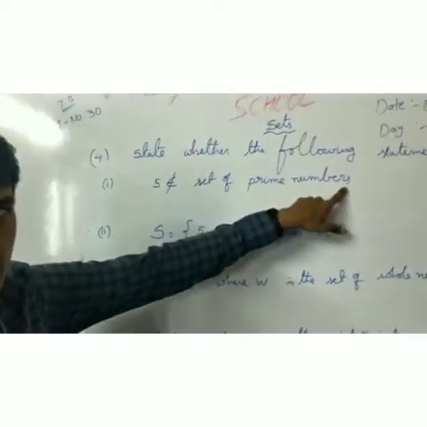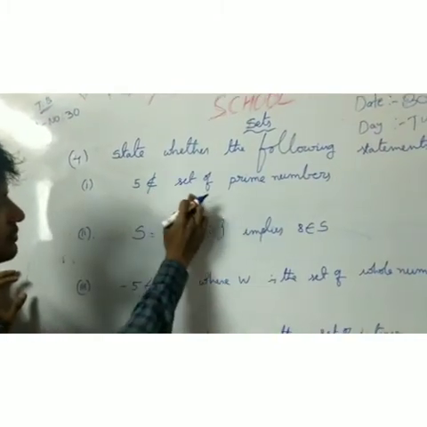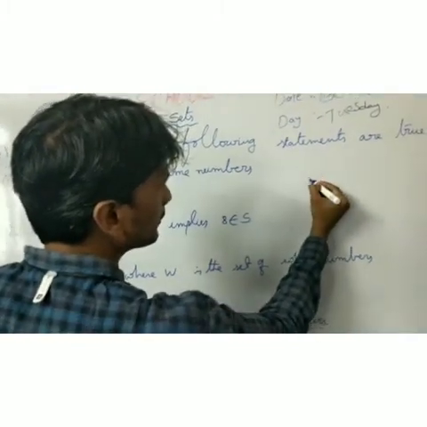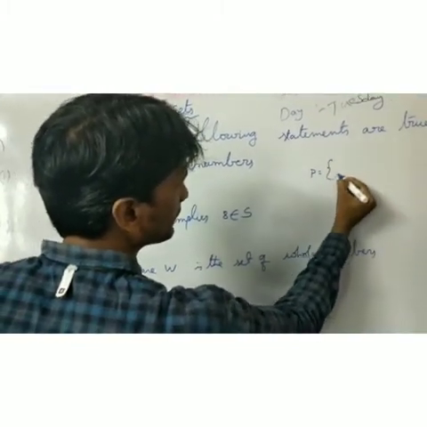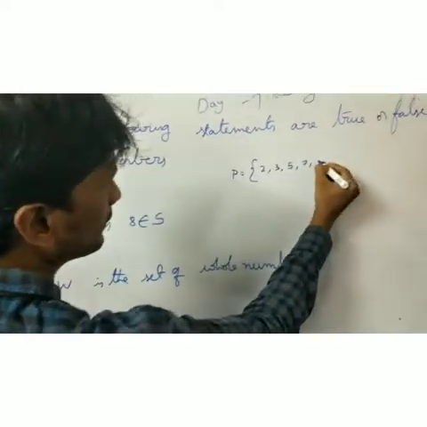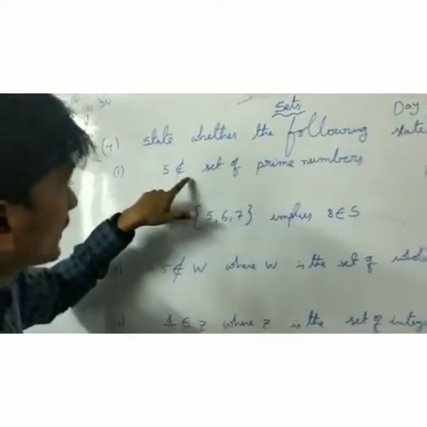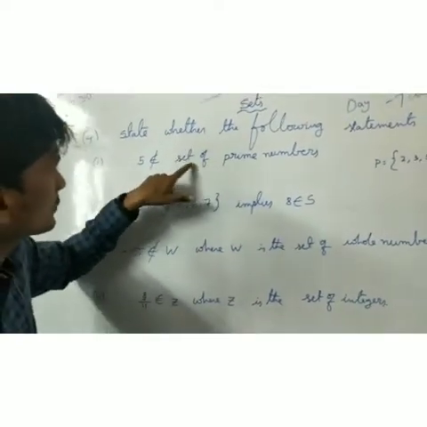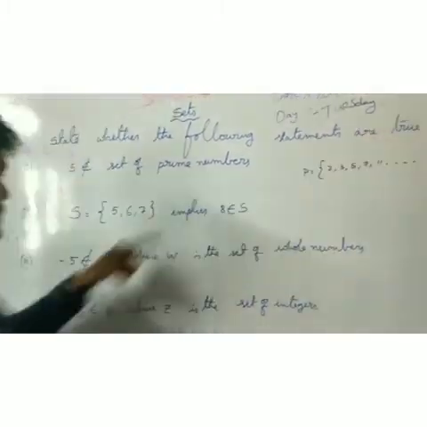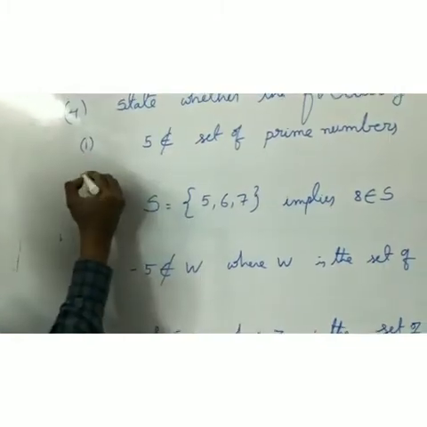Is this true or false? We have to say. 5 does not belong to the set of prime numbers. Already we know that prime numbers, for example, this is the set of prime numbers: 2, 3, 5, 7, 11 and so on will come here. So here, 5 does not belong to the set of prime numbers given here. 5 is already there. So it's not a true statement. So it's false.